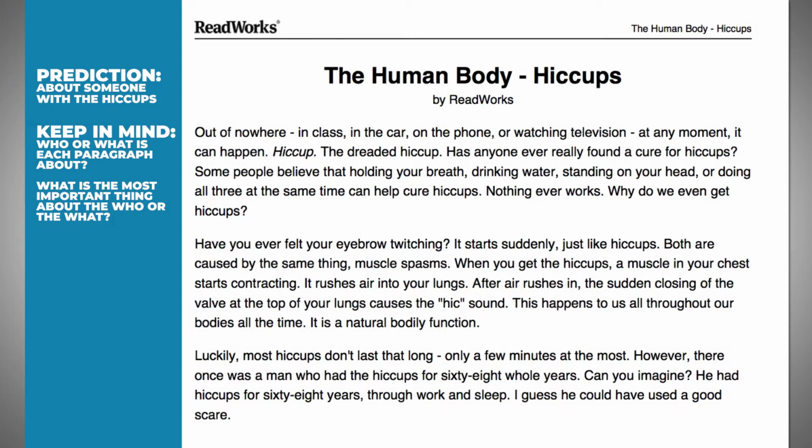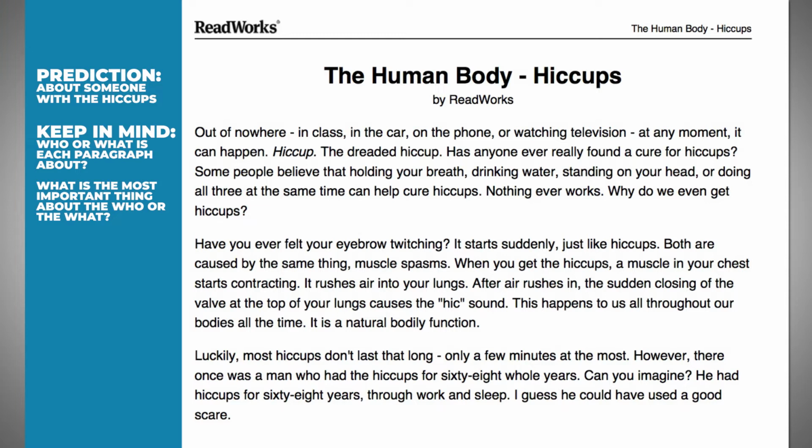Have you ever felt your eyebrow twitching? It starts suddenly just like hiccups. Both are caused by the same thing, muscle spasms. When you get the hiccups, a muscle in your chest starts contracting. It rushes air into your lungs. After air rushes in, the sudden closing of the valve at the top of your lungs causes the hic sound. This happens to us all throughout our bodies all the time. It is a natural bodily function. Luckily, most hiccups don't last that long. Only a few minutes at the most.